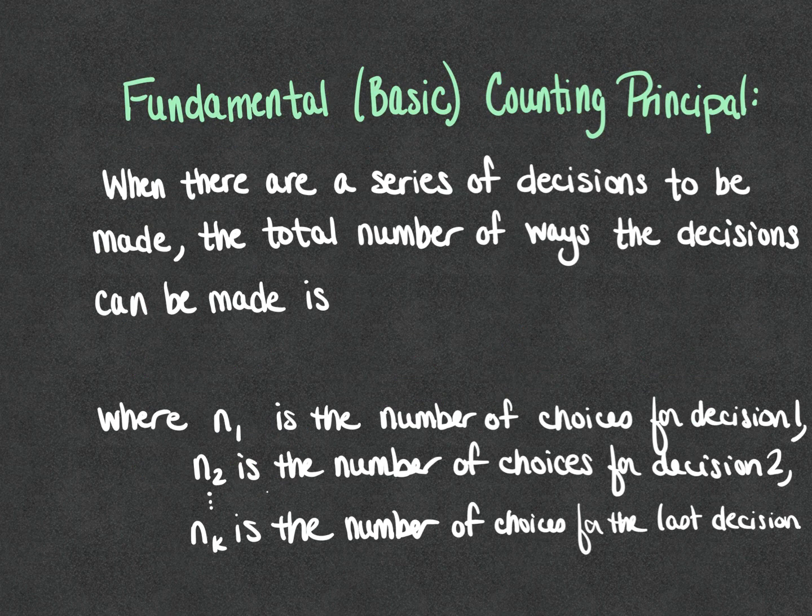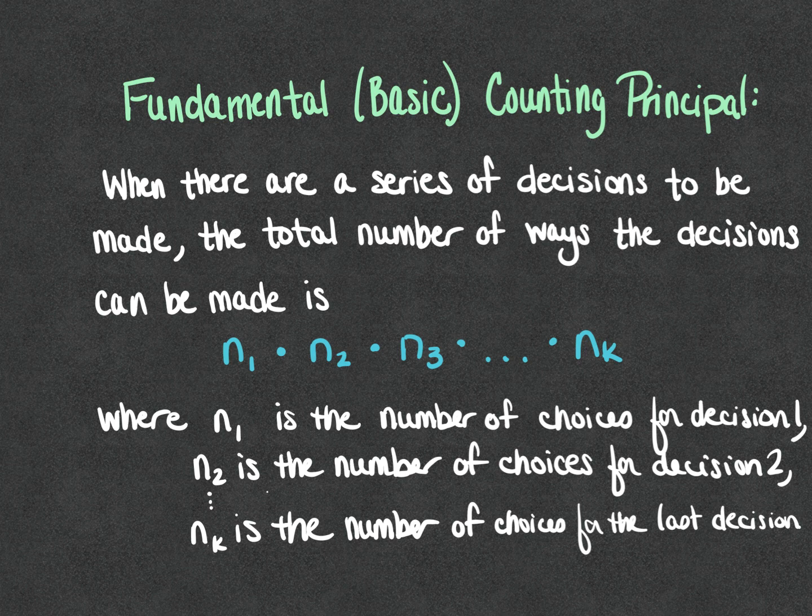So let's put the fundamental, or again, the basic counting principle into a little bit of a formalized definition. What this says is that when there are a series of decisions, or choices, to be made, the total number of ways those decisions can be made is represented in the following way: N1 times N2 times N3 times ... Keep going until you get to the last decision.